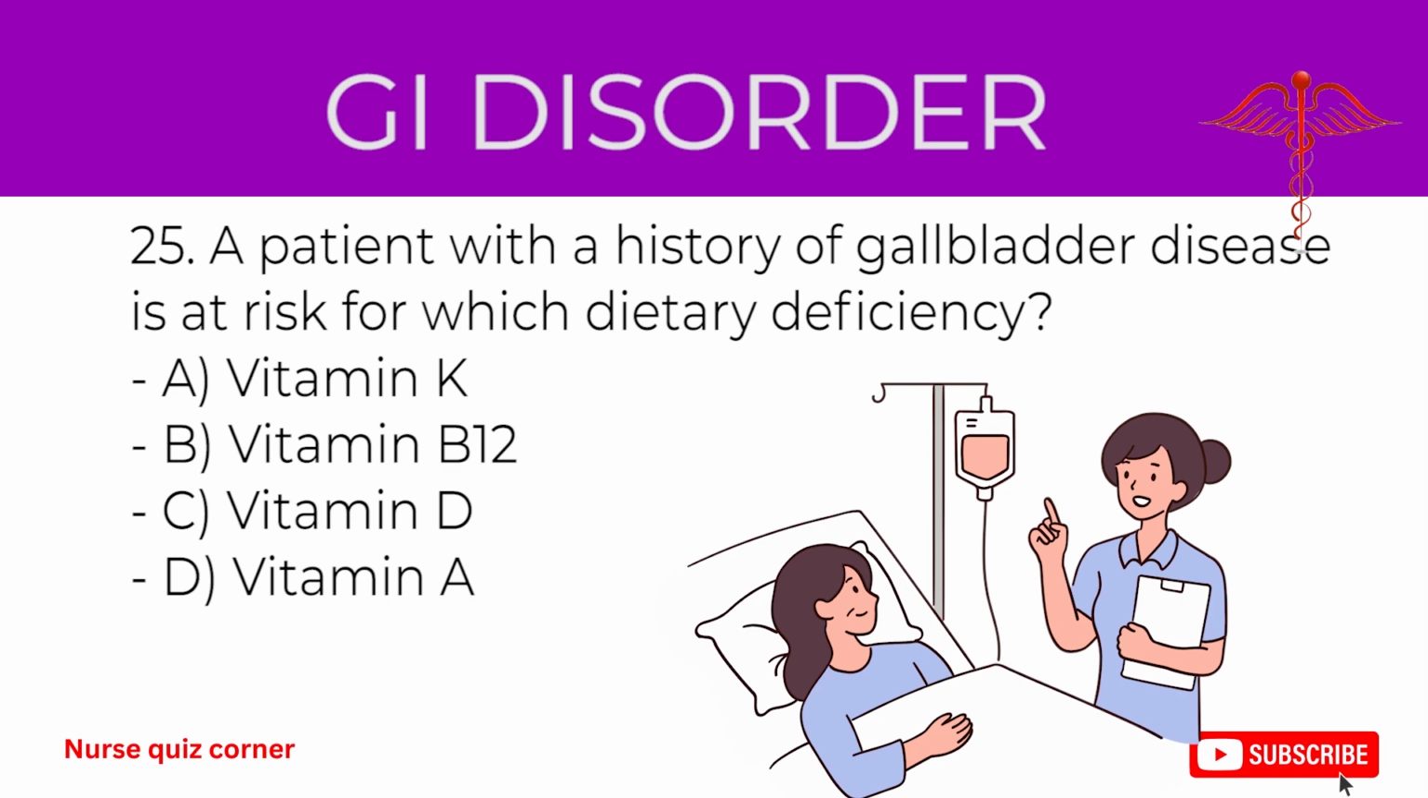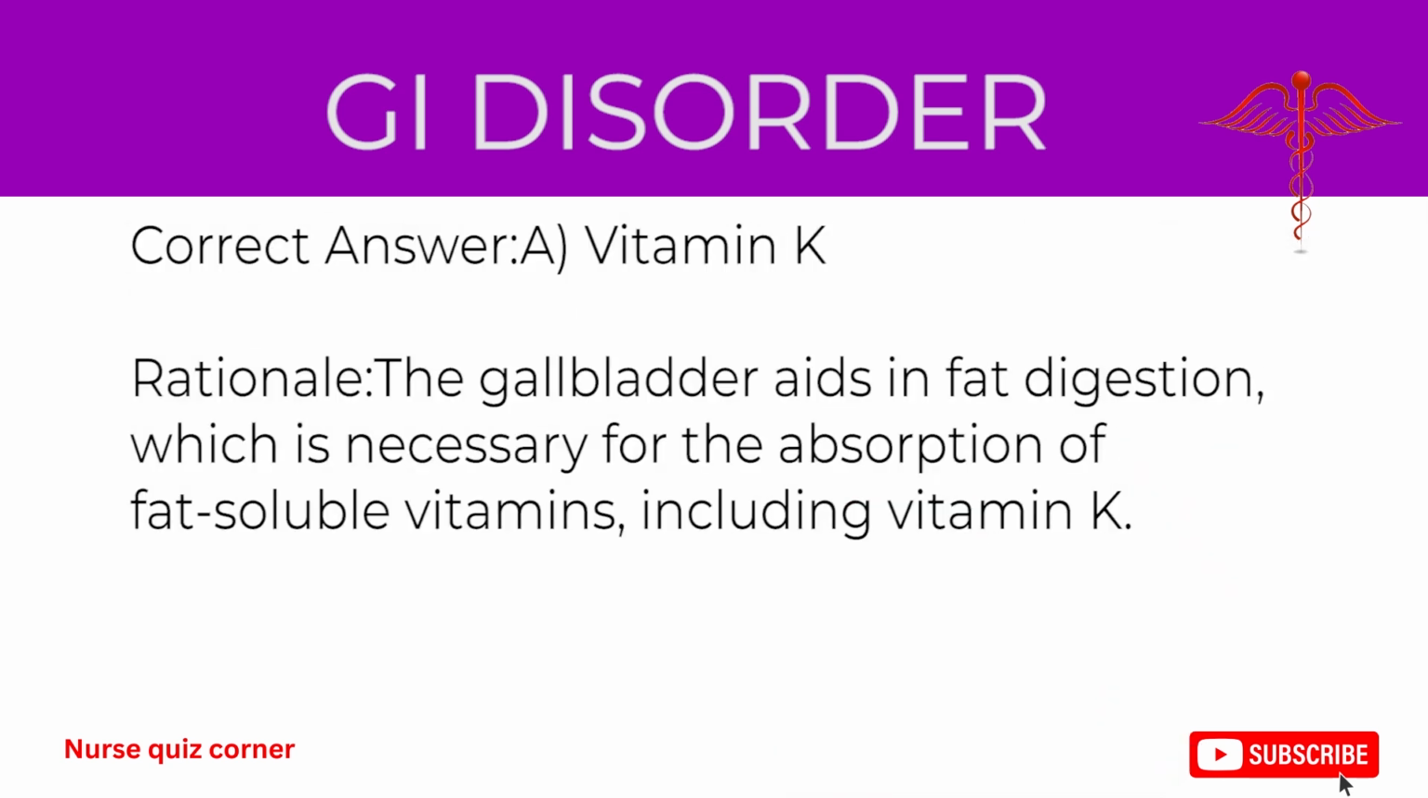25. A patient with a history of gallbladder disease is at risk for which dietary deficiency? A. Vitamin K. B. Vitamin B12. C. Vitamin D. D. Vitamin A. Correct answer: A. Vitamin K. Rationale: the gallbladder aids in fat digestion, which is necessary for the absorption of fat-soluble vitamins, including vitamin K.